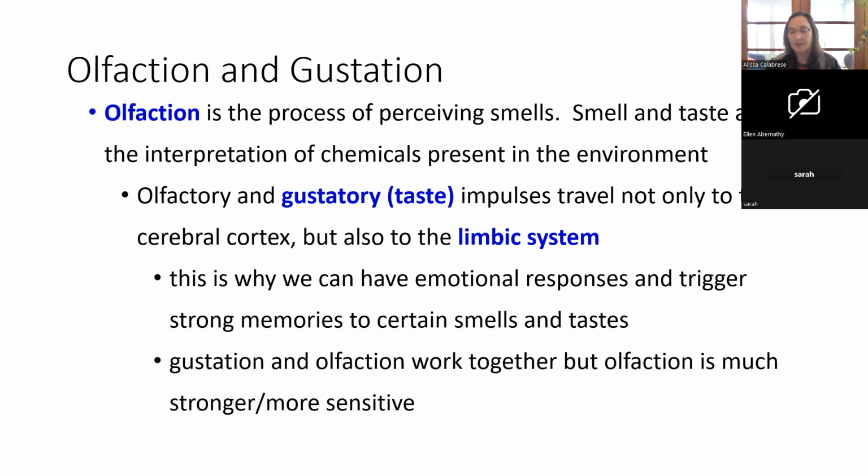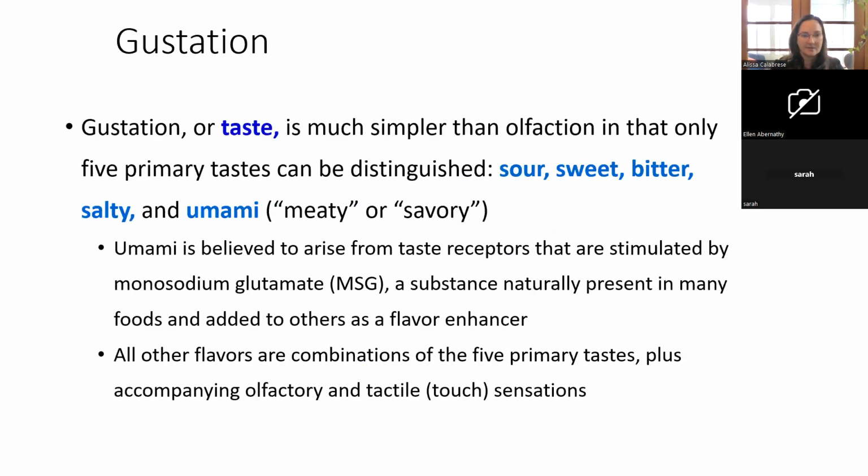Olfaction and gustation are your sense of smell and taste. They're closely related because they're both chemosenses, both detecting chemicals. They also both filter through your brain's limbic system, which is why they're associated with emotions. If you smell something nostalgic, or taste grandma's cooking, you're going to have an emotional response to it. So they're chemosenses that are processed through the limbic system.